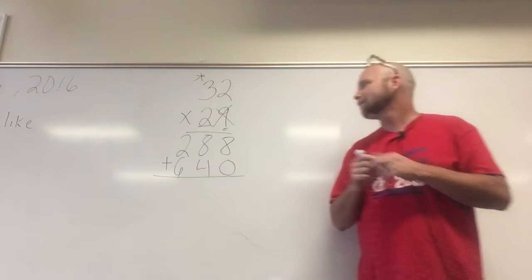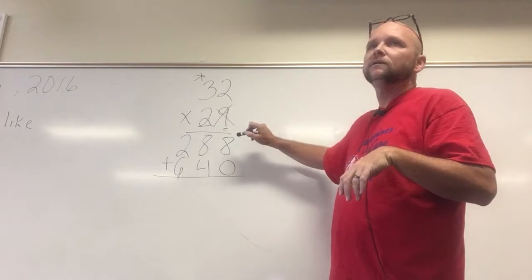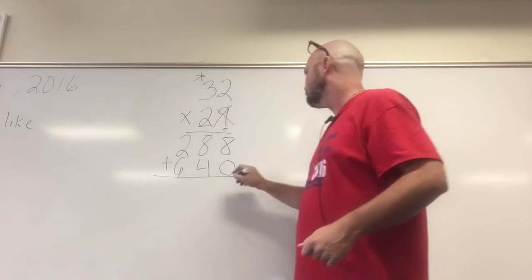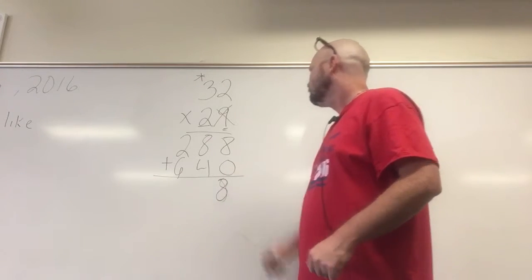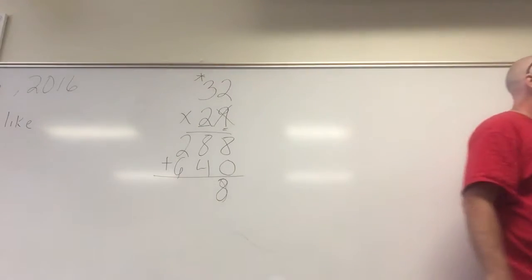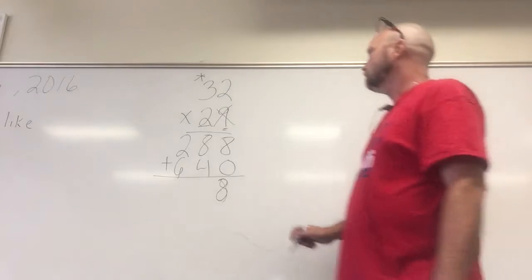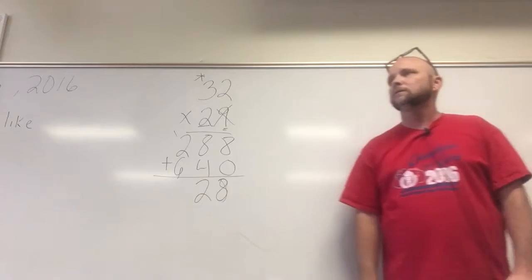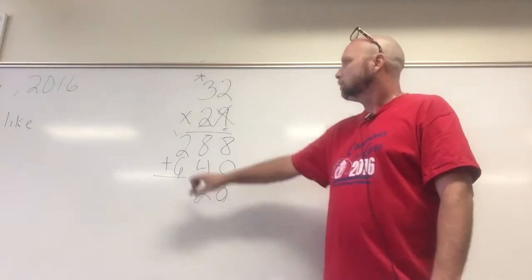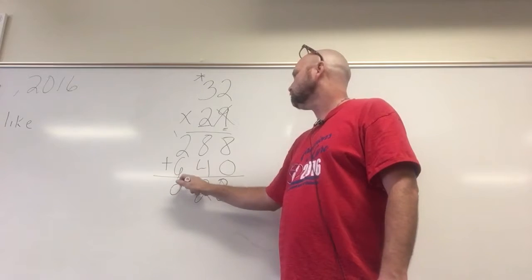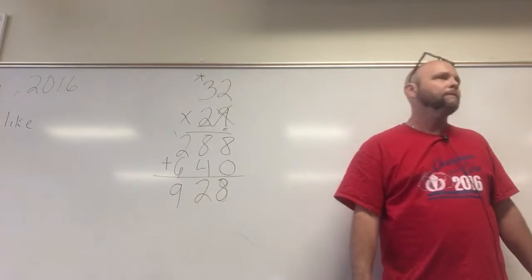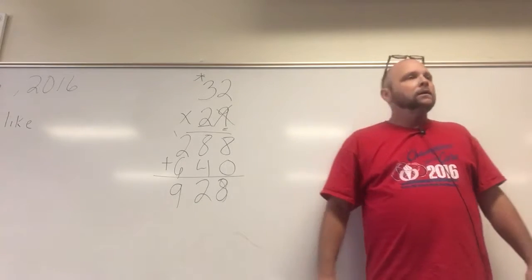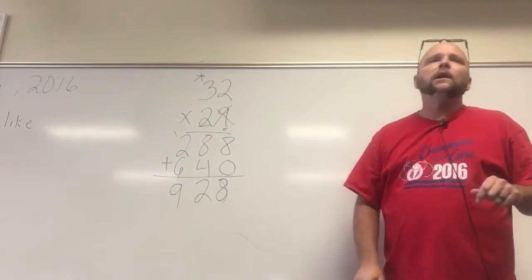Kylie. Oh, you're right. All right, so if we add this together, 8 plus 0 is? 8. Thank you for those of you that are awake. 8 plus 4 is? 12. So I have 12 tens, which is the same as saying I have 1 hundred and 2 tens. Yes. 6 plus 2 is 8 plus 1 is 9. So we got an answer of 928.